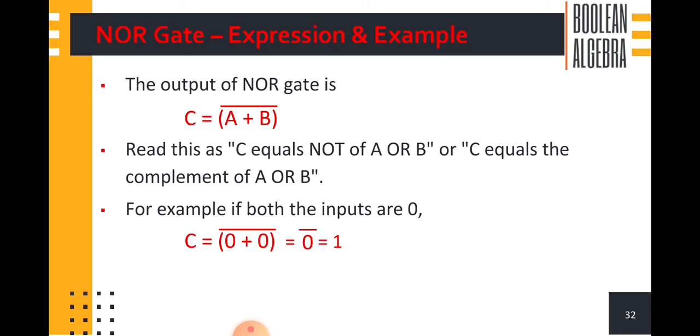Now we substitute the values of A and B. What value are we taking? We take the input as 0. So C equals 0 plus 0, the whole complement. 0 plus 0, what do we get in the OR gate? 0 plus 0 is equal to 0. So 0 complement. 0 complement is equal to 1. That is, we invert the input. 0 complement means we get the output as 1.